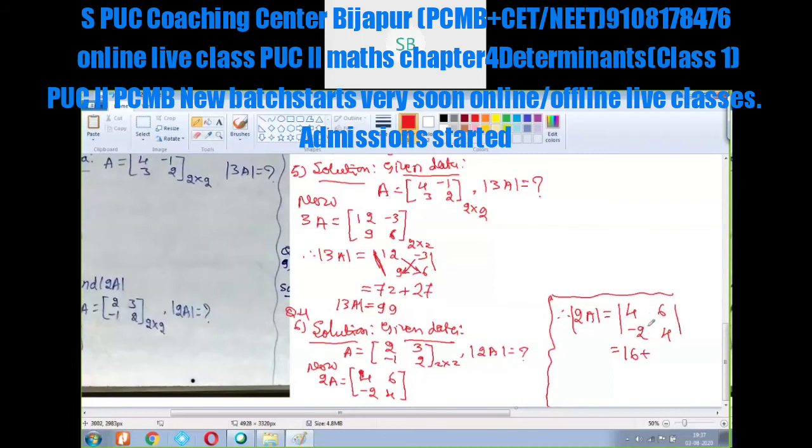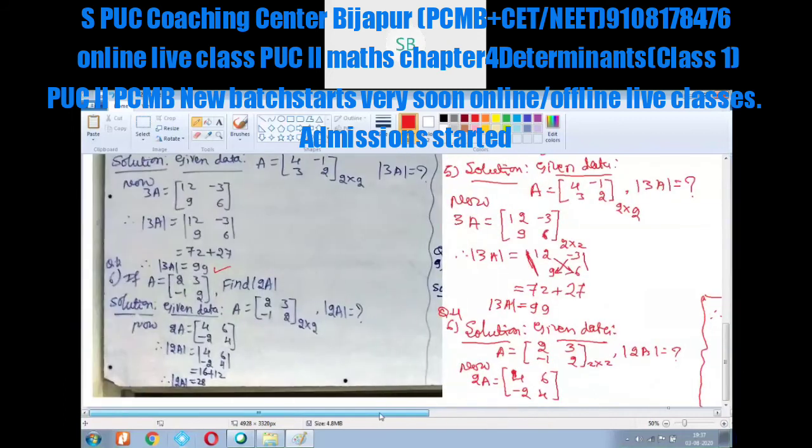That is now 2 into 6. It is similar to that. So plus 12, it is 16 plus 12. That is what? 28. Okay, that is the determinant of 2A. Determinant of 2A is 28. You can cross check whether it is right or not. Yes, of course it is 28.